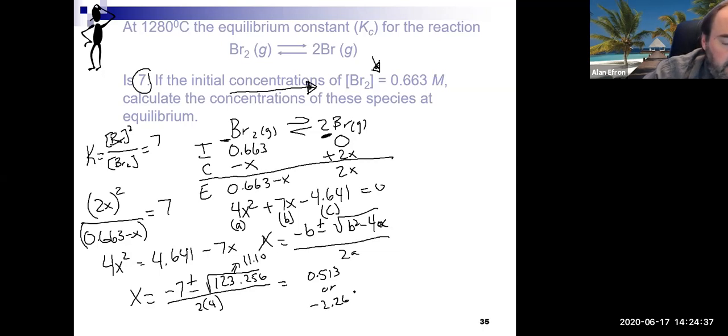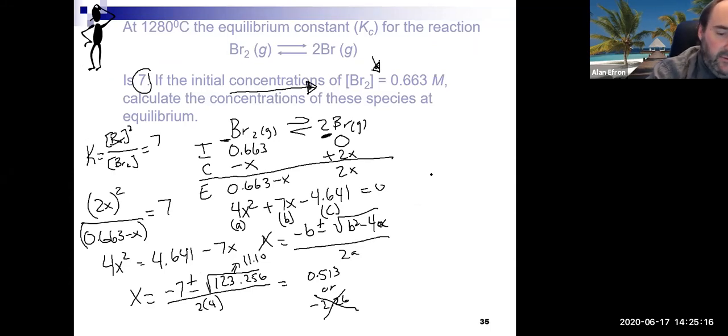Now, when we get these two numbers, these are our x values that we could put back into our equilibrium line to figure out our values. Right off the bat, we should see that for our Br, it's 2 times x, which means if we take that minus 2.26 and put it back in there, that's going to give us like minus 4-ish or so. And that can't happen. So we can eliminate this value because that's going to give us a negative concentration, which means our correct value here probably should be our 0.513.